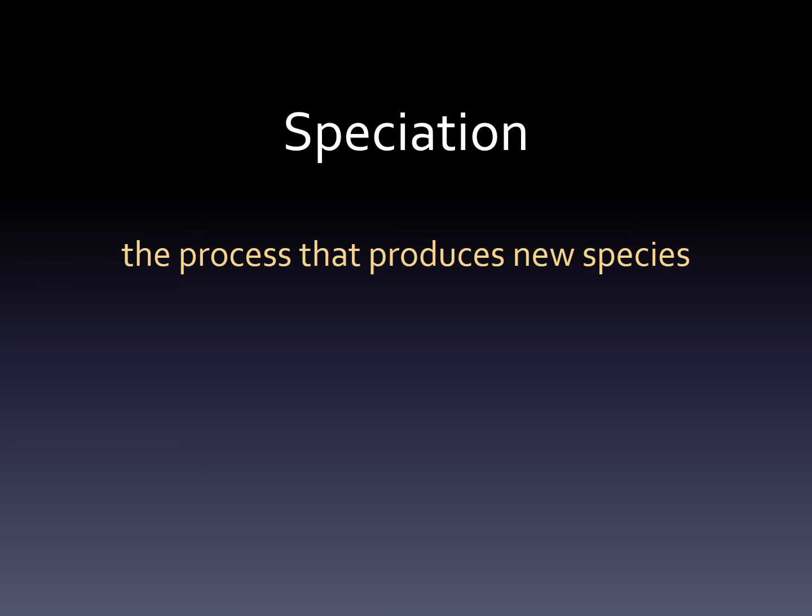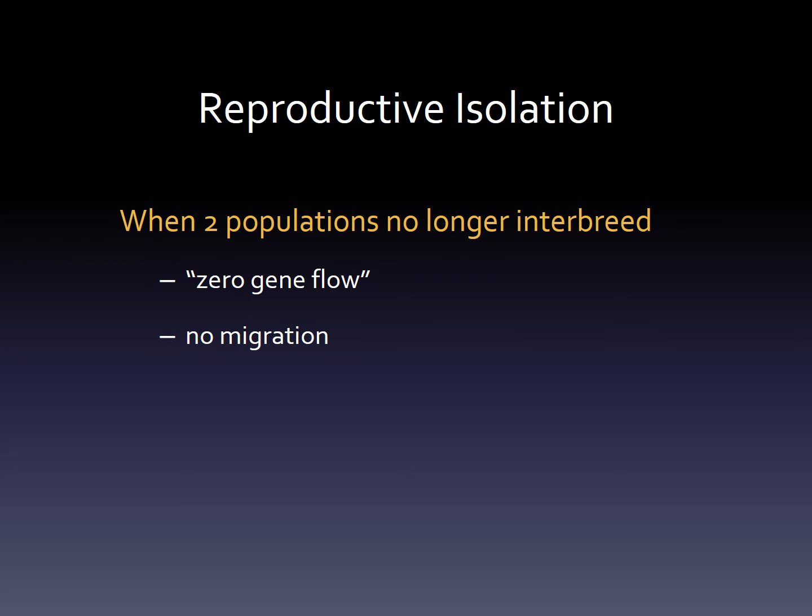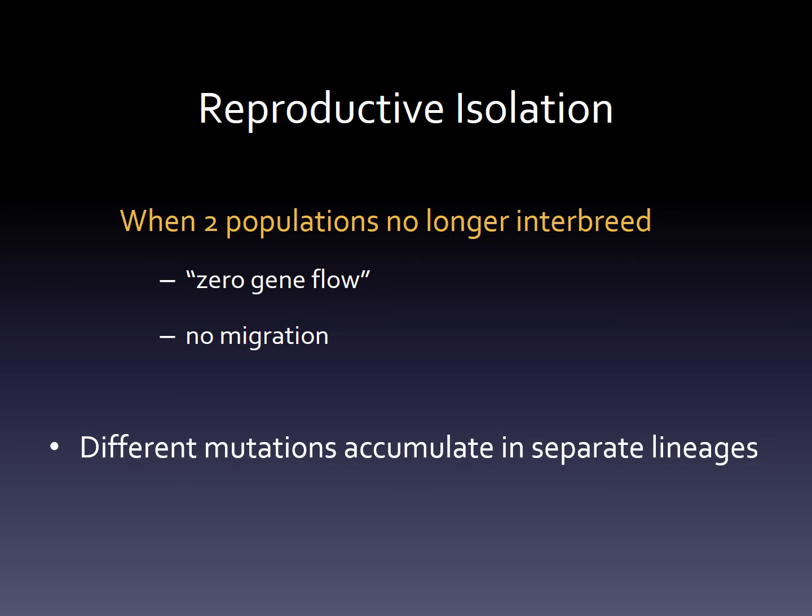We call the process that produces new species speciation. One thing that leads to speciation is reproductive isolation between two lineages. So when two populations of the same species get separated and they no longer interbreed, we say there's no gene flow going from the gene pool of one group to the gene pool of the other. There's no migration. So they're truly isolated. We think that over time, this can lead to speciation because different mutations, by chance, are accumulating in these separated lineages.